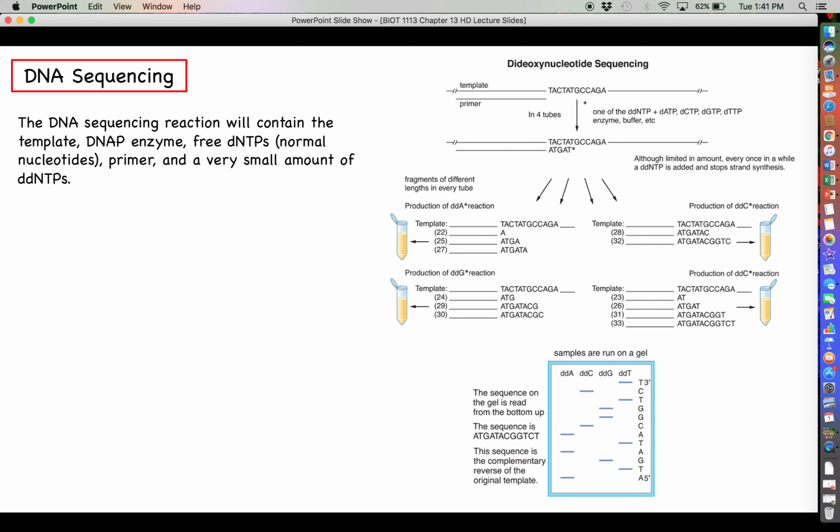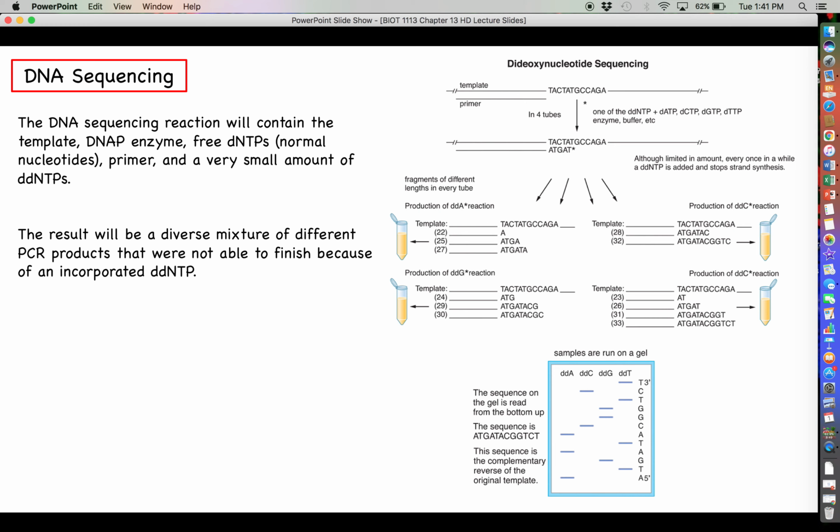So the DNA sequencing reaction is going to contain, as we said, the template that you're trying to sequence, DNA polymerase enzyme, free dNTPs, your typical normal deoxynucleotides, and then a very small amount of the special dideoxynucleotides. The way that we're wanting this to work is that as the DNA polymerase does its job, we should end up with a diverse mixture of different PCR products that we're eventually not able to finish because they, at some point or another, incorporated a dideoxynucleotide.